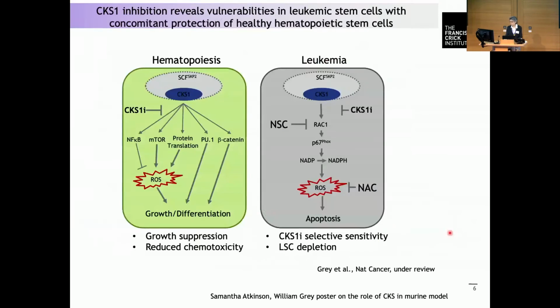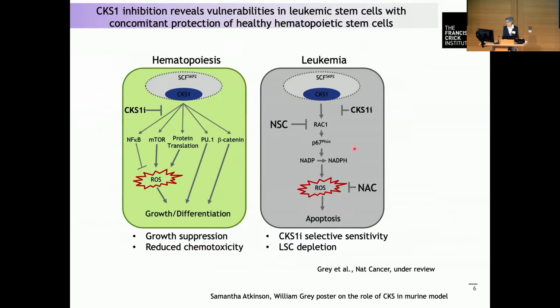So I conclude this by saying that he did a lot of molecular and proteomics analysis in order to understand the mechanism of action of this selective effect on normal versus leukemic stem cells, and essentially showed that the CKS1 inhibitor in normal cells slows protein translation, inhibits their proliferation, but also decreases the differentiation capacity of these cells, which is quite good when you look at reducing chemotoxicity.